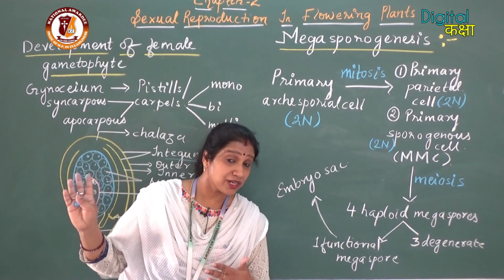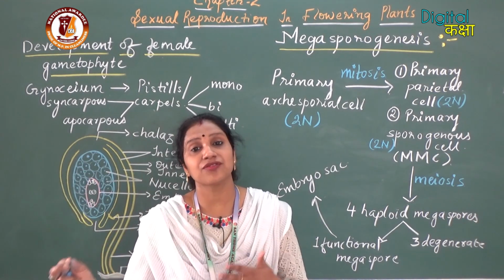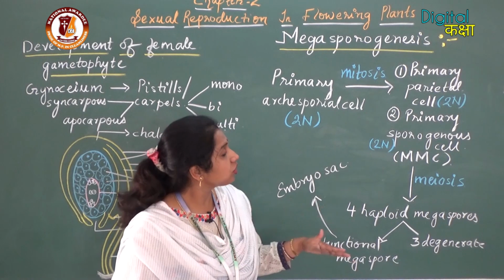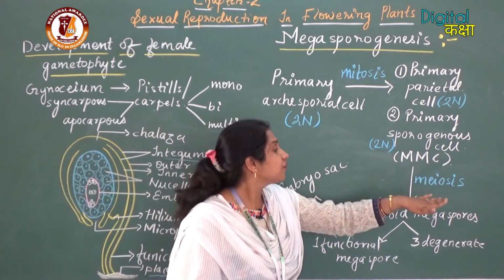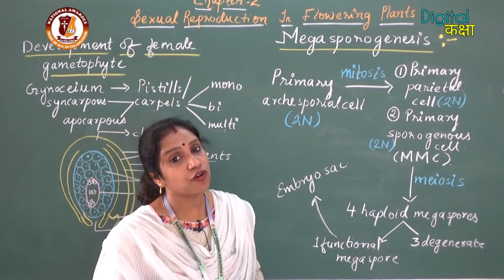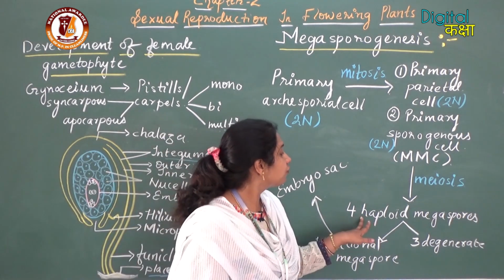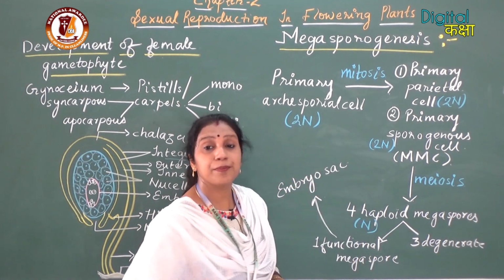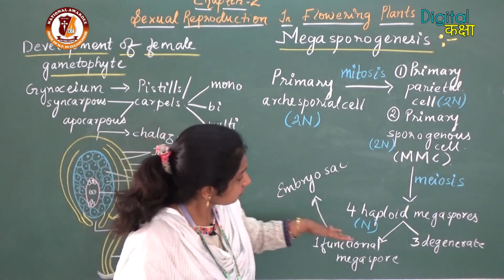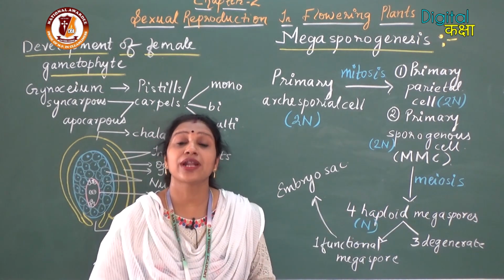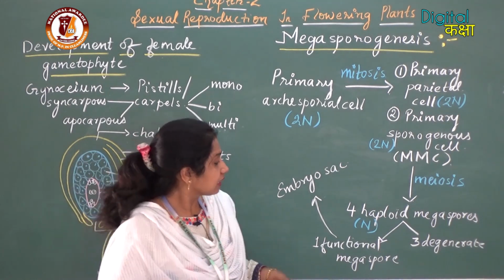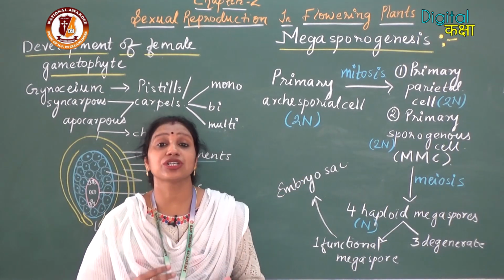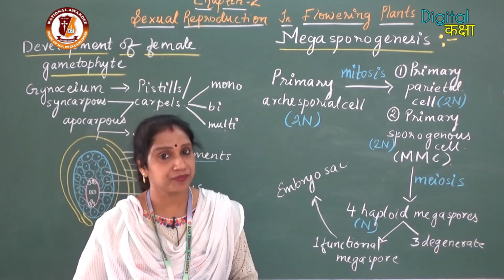You remember the microspore mother cell also divided by meiosis to form 4 haploid microspores. So here also the megaspore mother cell will divide by meiosis to form 4 daughter cells, that is 4 haploid megaspores. So here the ploidy will be haploid, that is N. Now out of these 4 haploid megaspores, the 3 megaspores will degenerate and only 1 functional megaspore will be there.